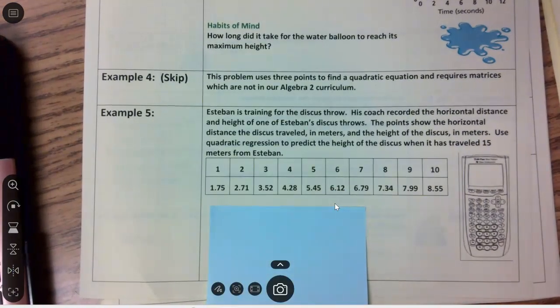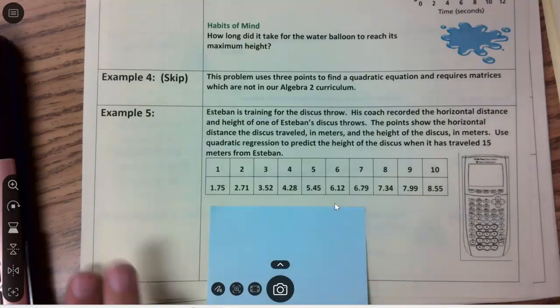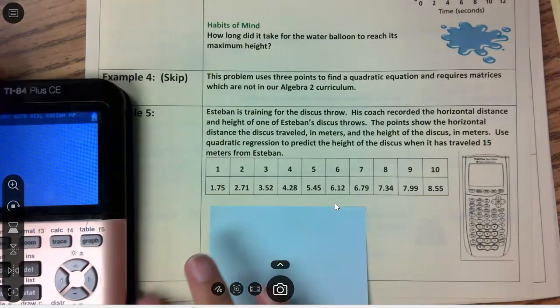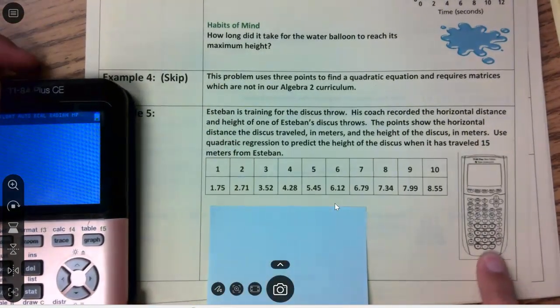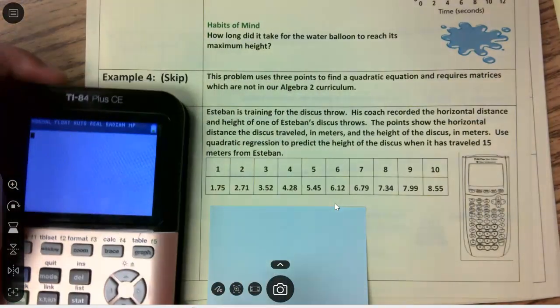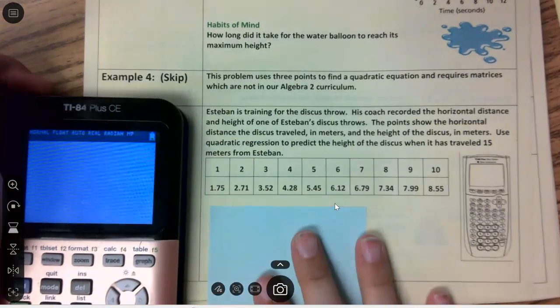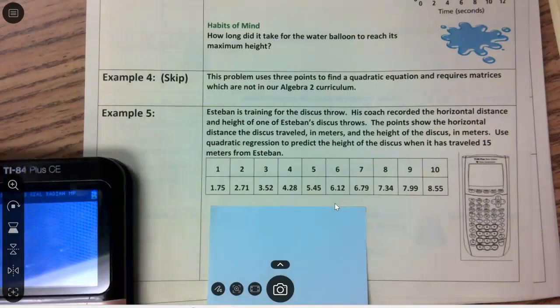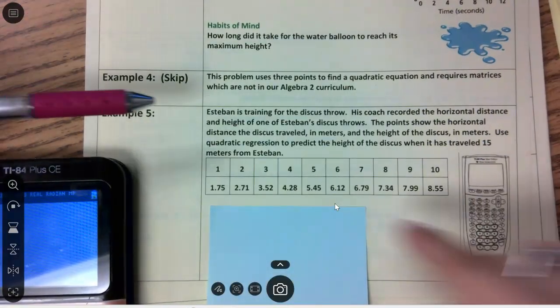In this video, I'm going to show you how to do quadratic regression with a graphing calculator. If you have this type of calculator or this type of calculator, this is going to work. This is a problem from our notes, example 5. It's talking about training for a discus throw.